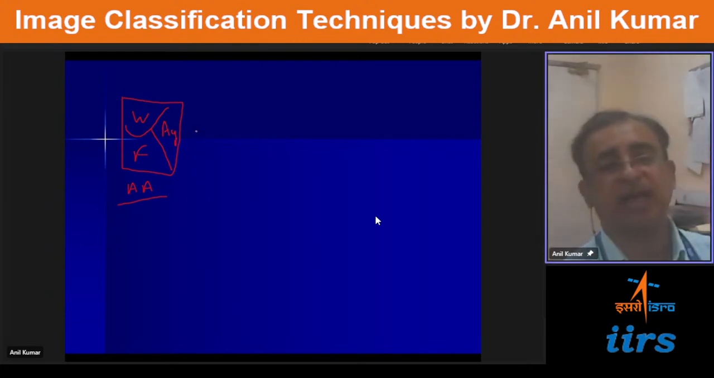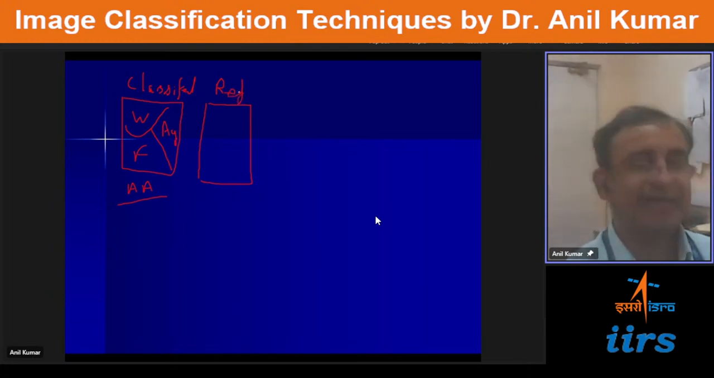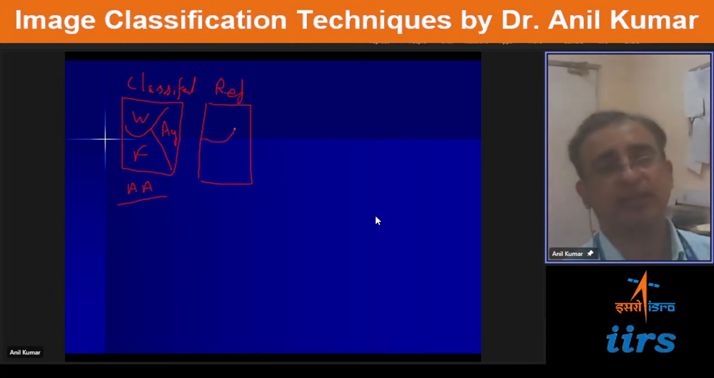For that, we require some reference map also, right? So this is your classified map. And now we require a reference map as ground truth testing data. So here this is your water class, this is your agriculture class, and this is your forest. So from the reference map, we can check the accuracy of our classified map.